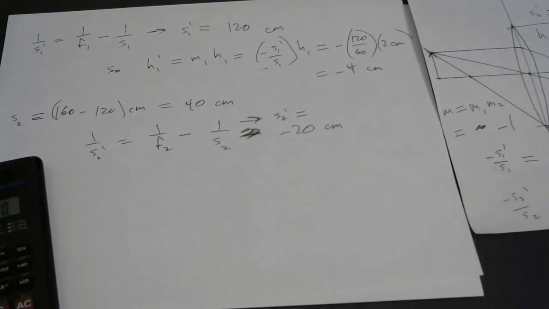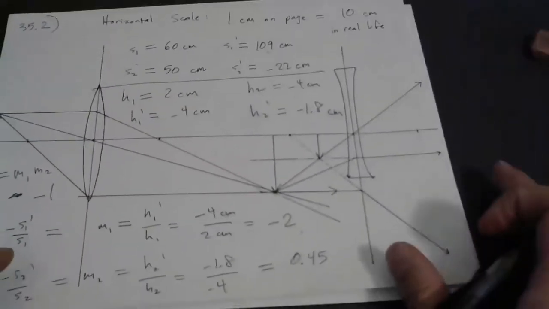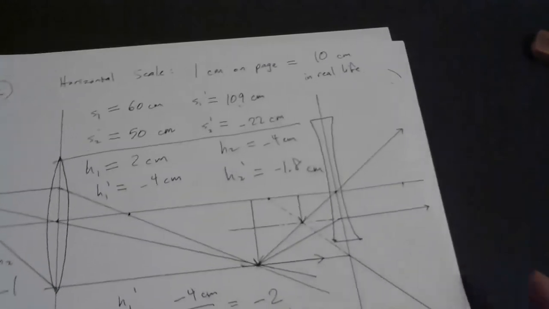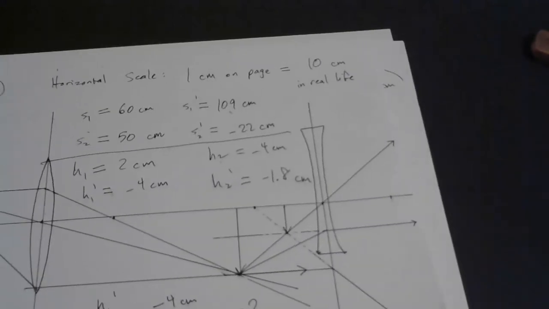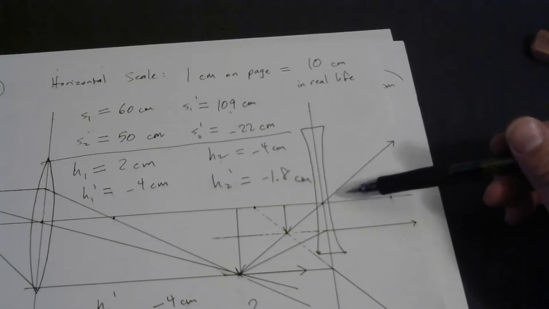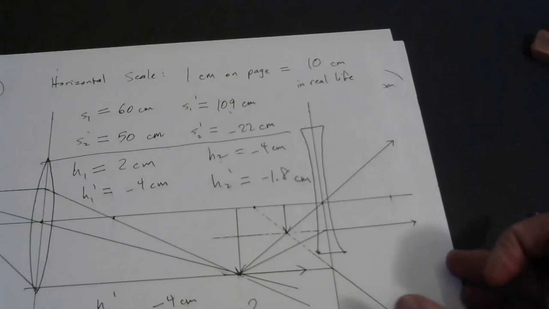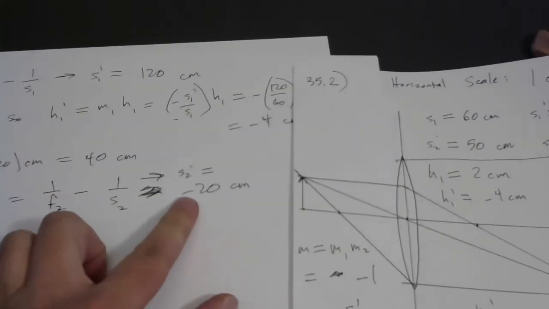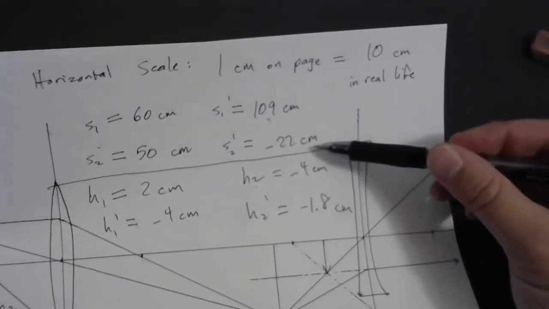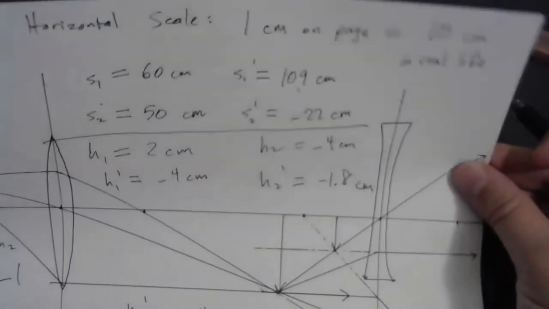Why is it a negative number? Because it's a virtual image. Anytime your image distance comes out negative, it tells you that the image is a virtual image. And we can confirm that with the ray diagram. The rays appear to be diverging from here. They don't actually converge there. Now, how does that check out with what we got from the ray diagram? Negative 20 centimeters. Okay, I found negative 22, very close. Better than I could hope for.